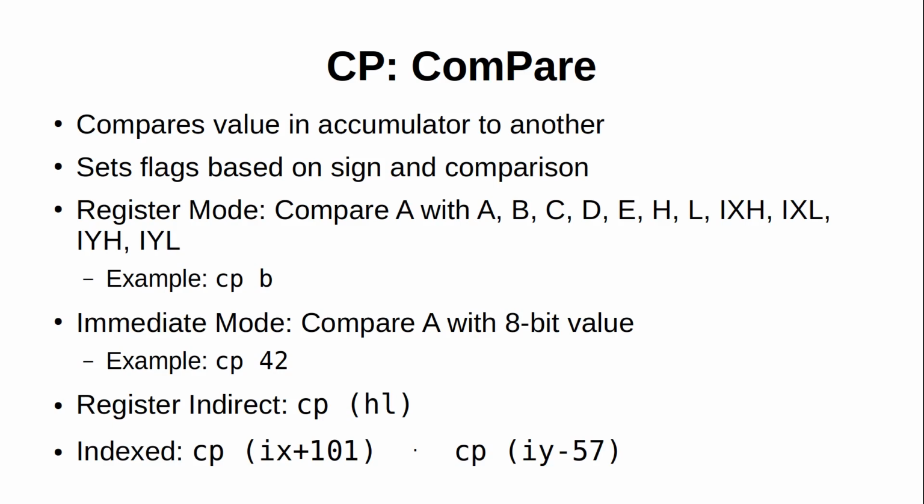You can also do an immediate compare with an 8-bit value, which is how you would use a loop index that increments up rather than down. You can also compare A with a value in memory, using either the register indirect mode with the address in HL, or with indexed mode, using an offset from either index register.